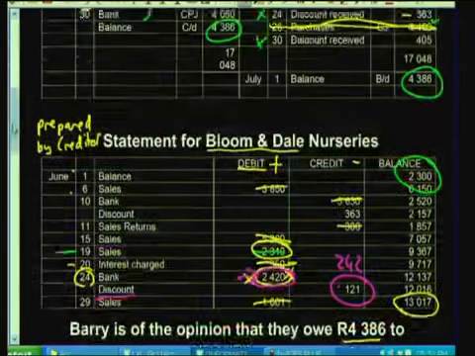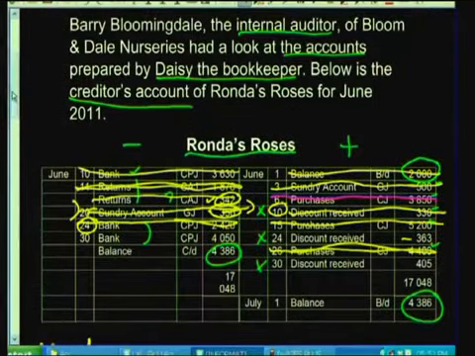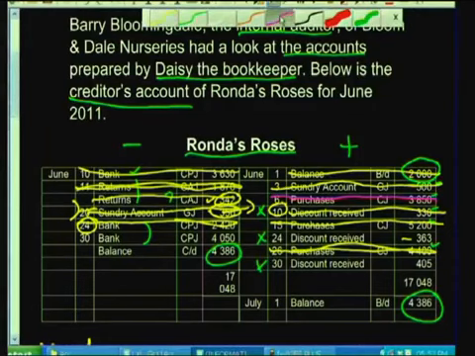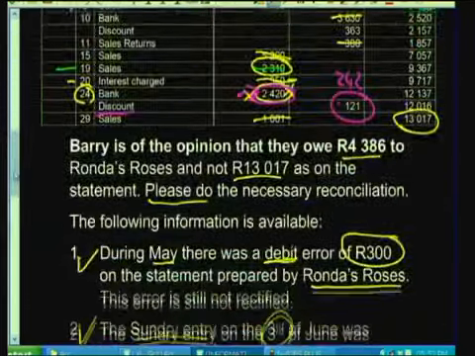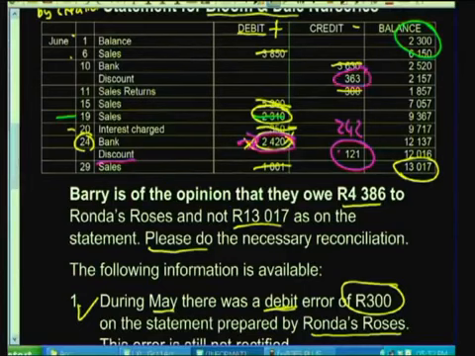Okay, our next item that appeared here was the discount received. Remember, the first discount received, in other words this one here, we'd already crossed off because that was not supposed to be in the account at all. The second discount received is for 363 Rand, and if we look at the creditor's statement, we see here is a discount for 363 Rand. So the creditor and us both agree that there was a discount of 363 Rand.